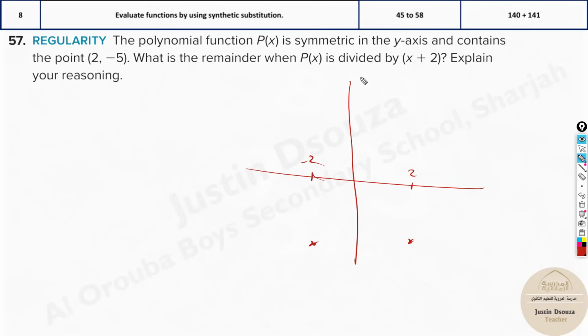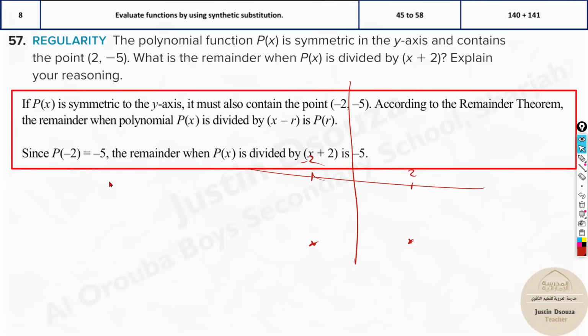What is the remainder when p of x is divided by x plus 2? Explain your reasoning. So now what they're asking is, okay, we have used the remainder theorem, I believe. So yes, the remainder theorem is used. So I'll just explain what this means. To find the remainder, we have to use the remainder theorem. See, over here they have given x plus 2, right? What does the remainder theorem say? p of x is symmetrical and they have given the points. This divided by x plus 2 is what you need to find, isn't it? But we don't exactly know what this is, and we need only the remainder.